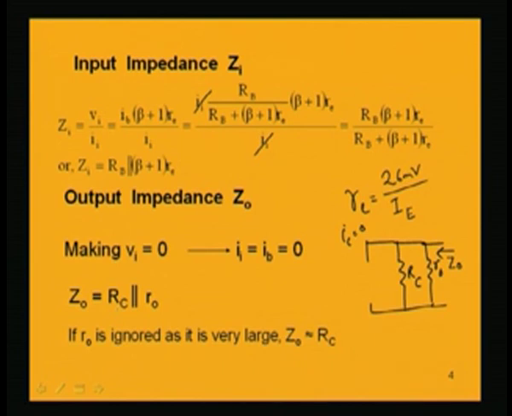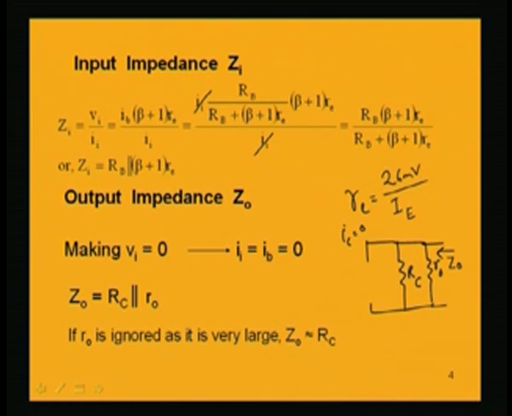Now, at this point I want to mention that if r naught is considered to be very large, which is actually the case, its order is in the order of megaohm, 10 to the power 6. So, as compared to RC, it is higher. So, we can neglect or ignore this resistance because it is very high. It is almost like infinity.